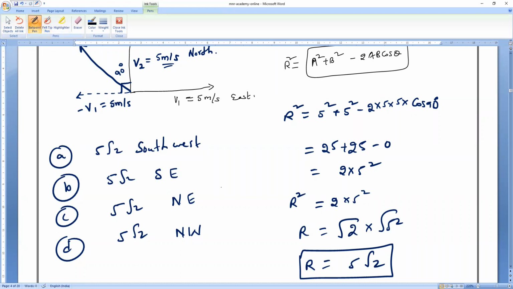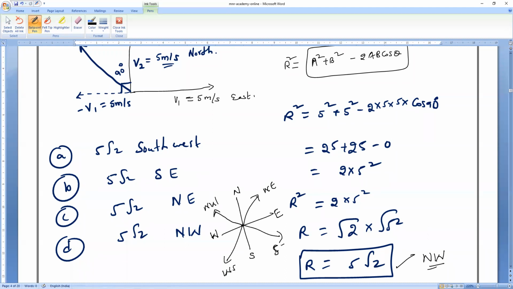Northwest. Be very careful. That is why small errors happen. You found the answer, but you are unable to find whether it is northeast or northwest. So this is the north and this is the south. This is the east and this is the west. Between them, this is called northwest, this northeast, this southwest, and this is called southeast.